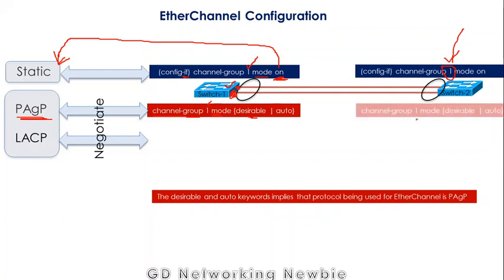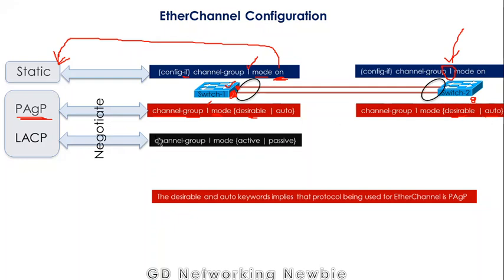Clear? So same like here, we can select any one of them. Either we can use desirable or auto. But from these two switches, at least one of the switches should be in desirable mode, because at least one switch should start the negotiation, and the other switch may wait for the first switch to start it. So one of the switches should be desirable and one may be in auto. Both of them can also be in desirable mode, but both of them cannot be in auto, because in that case both switches will be waiting and there will not be any switch to start the negotiation.